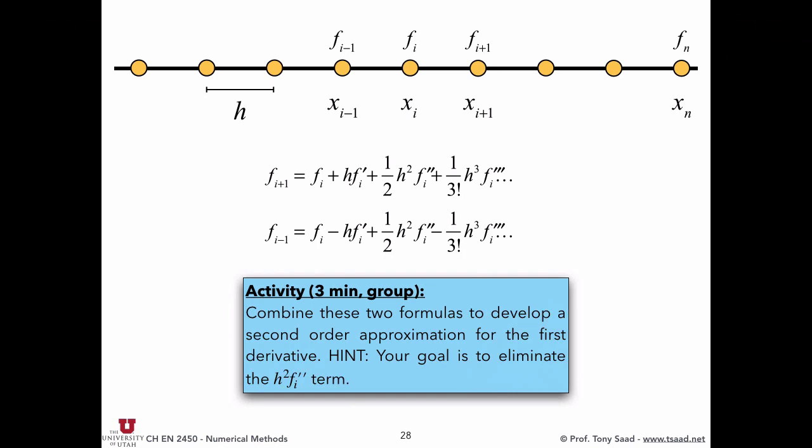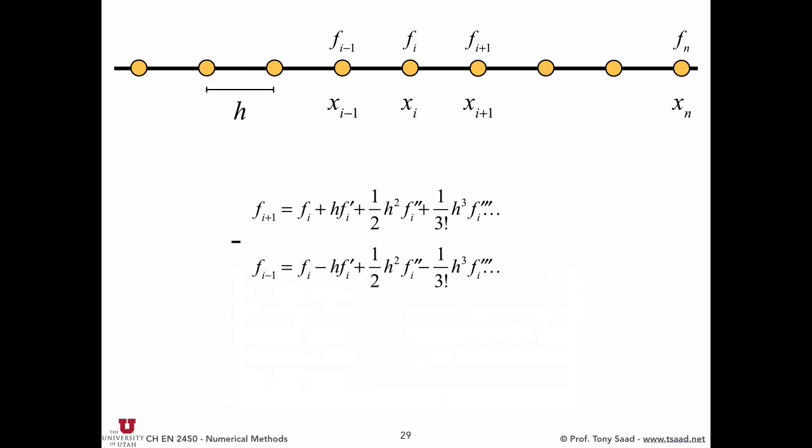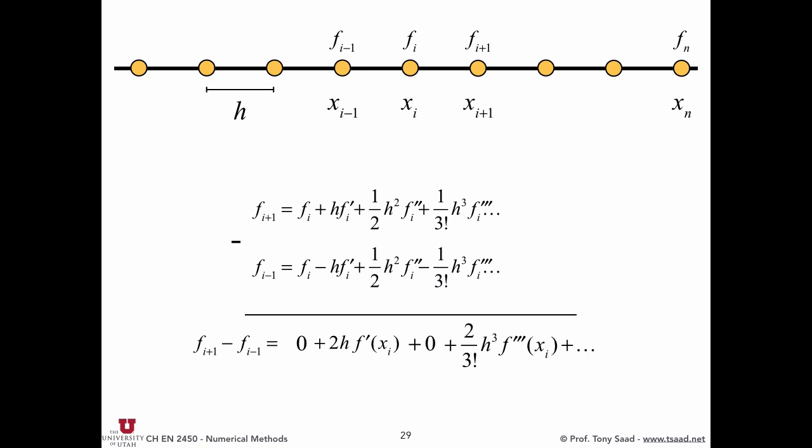What I'm going to suggest we do is actually subtract these two formulas. So on the left-hand side we get f(i+1) minus f(i-1). The first term here is 0. The second term is 2h f prime. And then the third term goes to 0. And then the fourth term, you get h cubed f triple prime. Now, remember, don't worry about these terms, because as long as they satisfy our truncation order, which is h squared, we're okay.